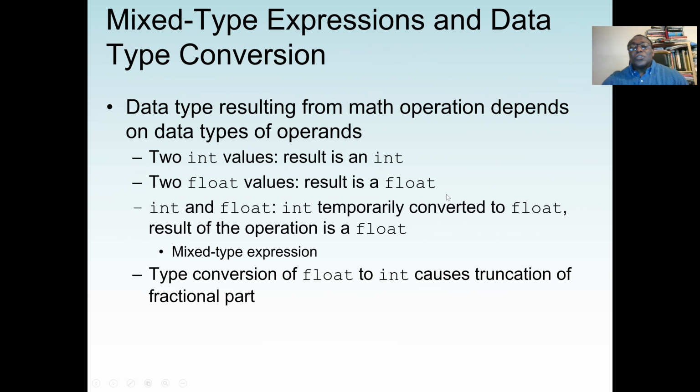The data type resulting from a math operation depends on the data types of the operands. The operands are the values that we are either adding or subtracting. So two int values will result in an int. Two float values will result in a float. Now, if I have a float and an int together, the int is temporarily converted to float, and the result of the operation will be a float. Now we have two types of conversion. Float to int causes the truncation of the fractional part, because if I have a fraction 3.5 and I want to change it to int, I can make it 3.